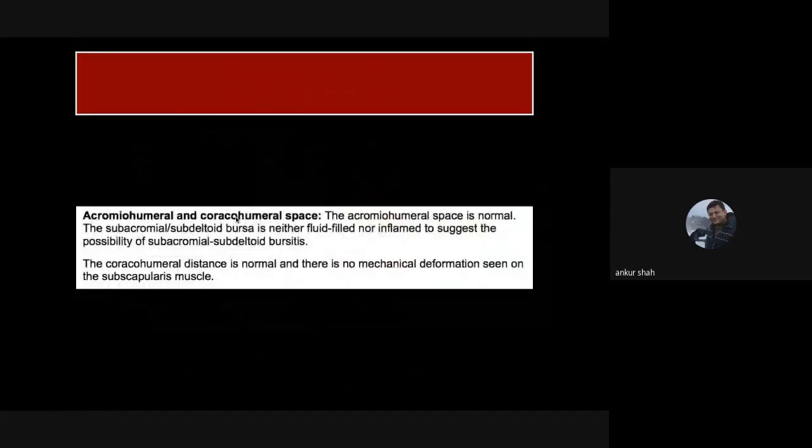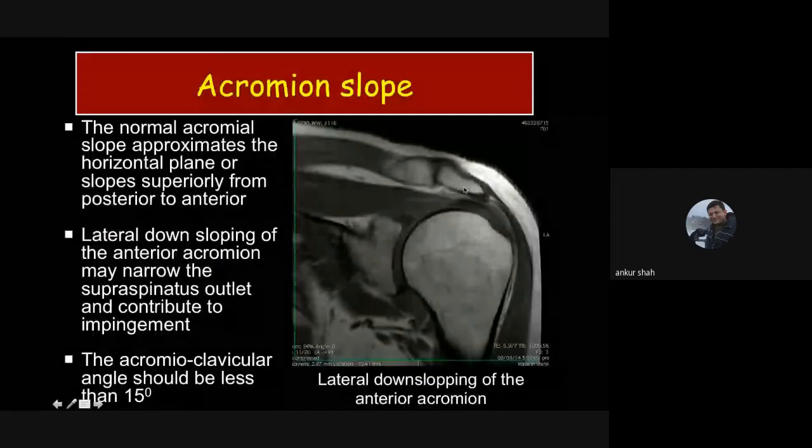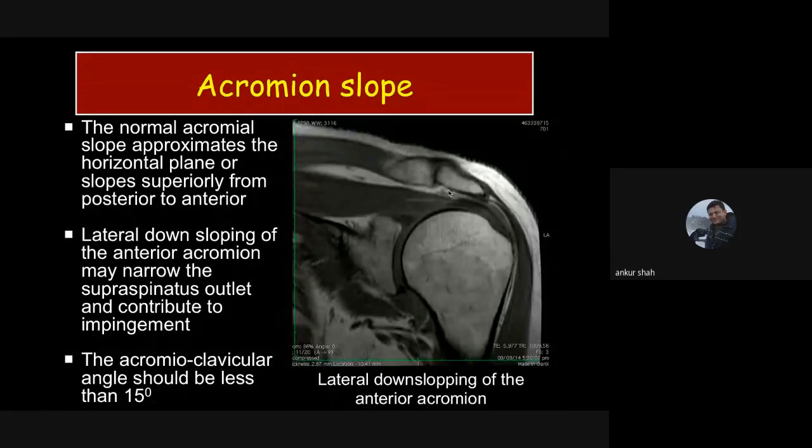And the acromiohumeral and coracohumeral space. So we look carefully at this space. What is the distance between the acromion and the humerus? As I said, we have to look at the acromion slope. Normally the acromion process should be straight like this, but when it is laterally downsloping, then again it can cause narrowing of this acromiohumeral space, particularly when the patient has overhead abduction. That will cause compression over the rotator cuff and can cause internal impingement and rotator cuff tear. So always look carefully at the slope of the acromion.